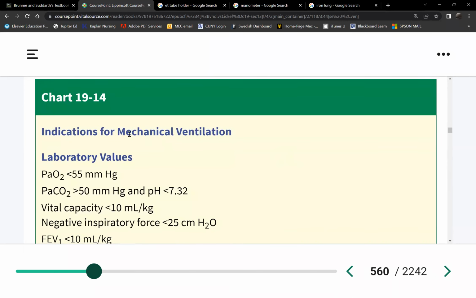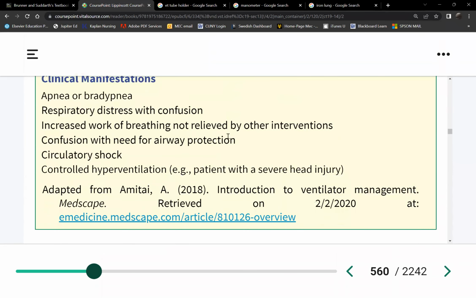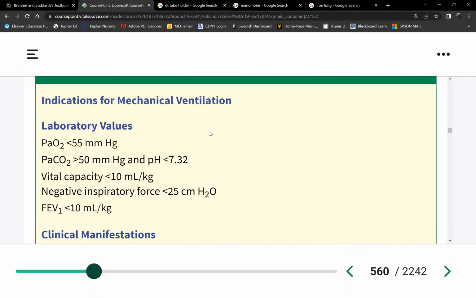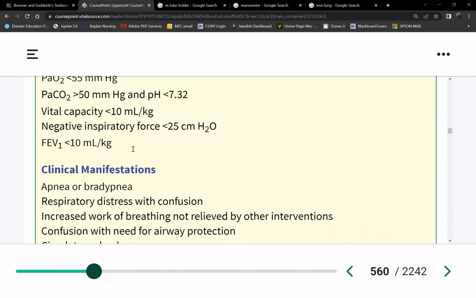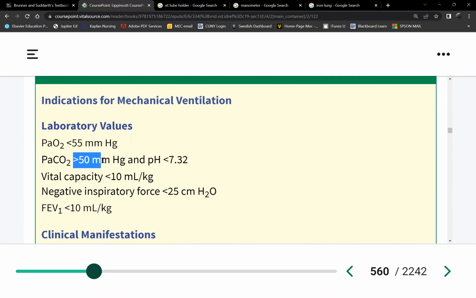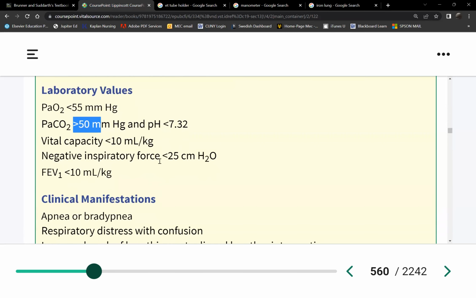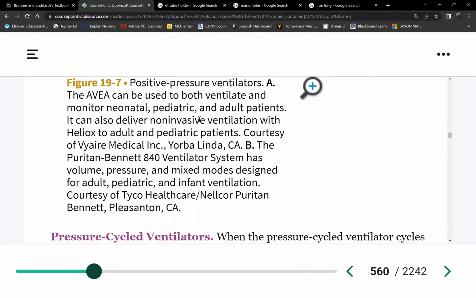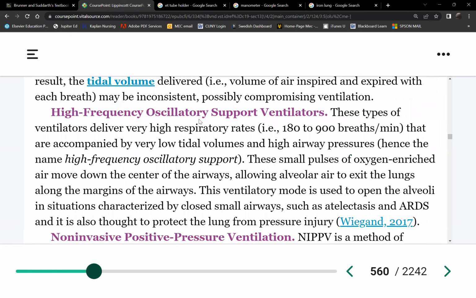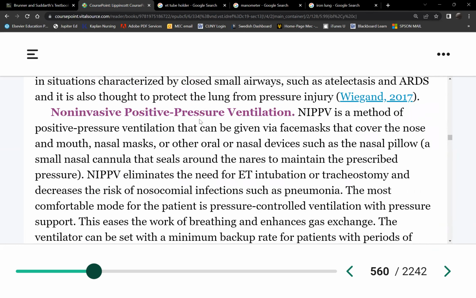Oh, we have a chart. Chart 19-4 are your other indications for mechanical ventilation. Does it meet criteria for respiratory failure? Yes. See, PaO2 less than 60, PaCO2 over 45 or over 50. Now, again, I won't test you on what type of ventilators they are. I will test you on the settings, because regardless if it's volume, pressure, or high frequency ventilators, they will have the same settings.